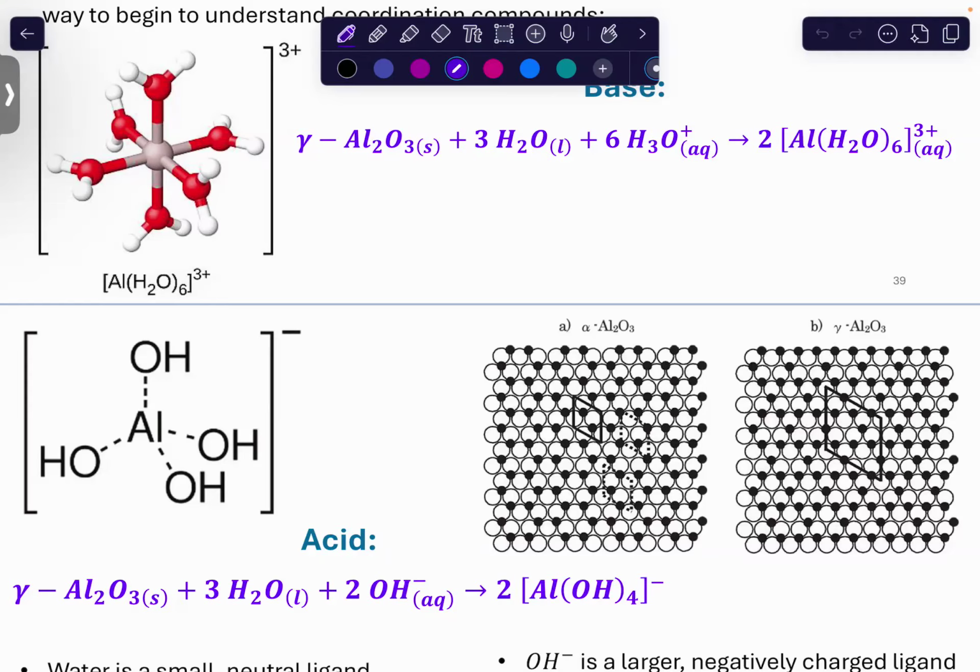Now over here, I gave you an example of your alpha and your gamma aluminum oxide. You see it's a difference in where, and those dark spots are your oxygens. It's a difference in where they are and the overall structure of the crystal. You see the much smaller unit cell for the alpha than the gamma. The alpha is a much more stable compound.